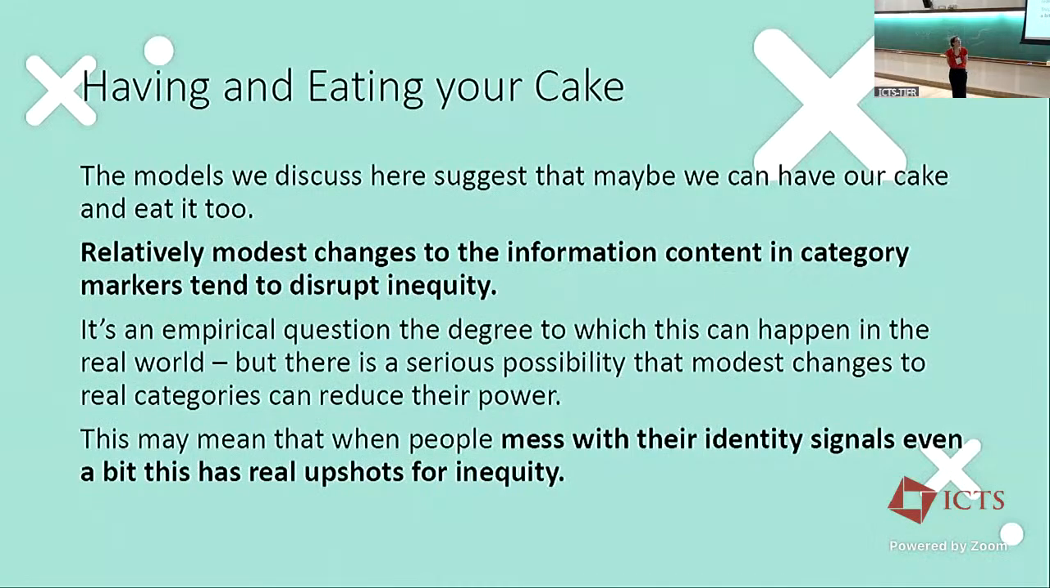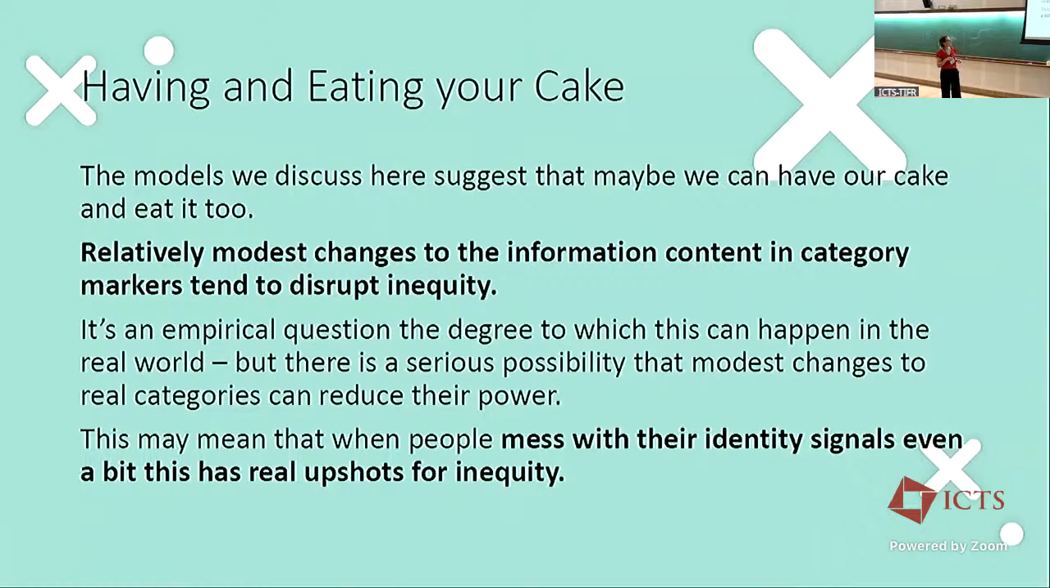So what we argue in the paper is that maybe we can have our cake and eat it too. In these models, what we see is that modest changes to the information content in these markers can help disrupt inequity. A lot of these proposals say let's eliminate this, but maybe you don't have to radically rework anything. Maybe you can make small changes at the margins to how much information your identity signals carry about either your group or the behavioral strategies you employ. And maybe that can help do the job.